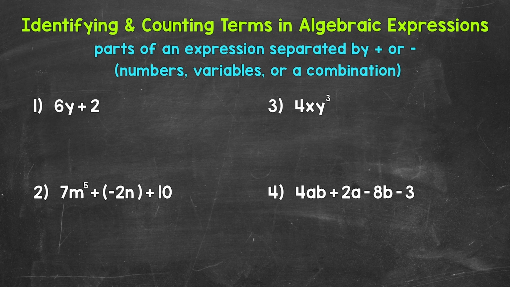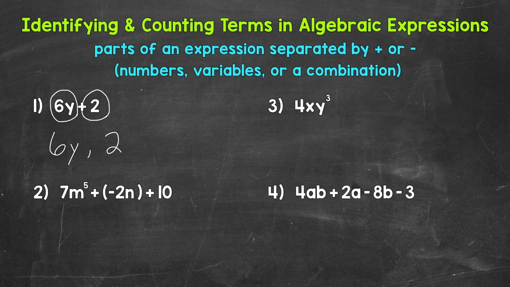We start with 6y and then an addition sign. So we can see that this is the first part, the first term of that algebraic expression. So 6y is a term. Then we have an addition sign and then a 2. So 2 is the next term, and that's a positive 2 because a term will take the sign that's in front of it. So 6y and 2. So for number 1, that algebraic expression has 2 terms, 6y and 2.